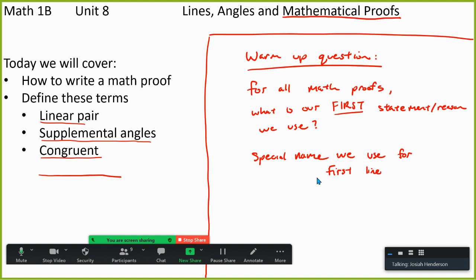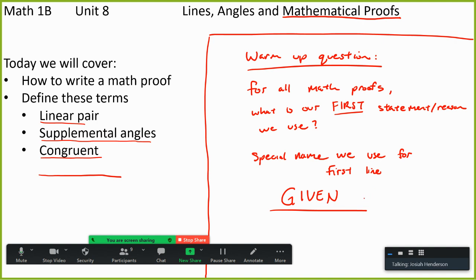So the special name we use for that first line, everybody, is the given. That's the information that they'll give you to start with. There'll usually be a picture and there'll be some kind of description as well. And that's going to be our statement. And then our reason for it is we just say given. It's what was given, it's what we are assuming.